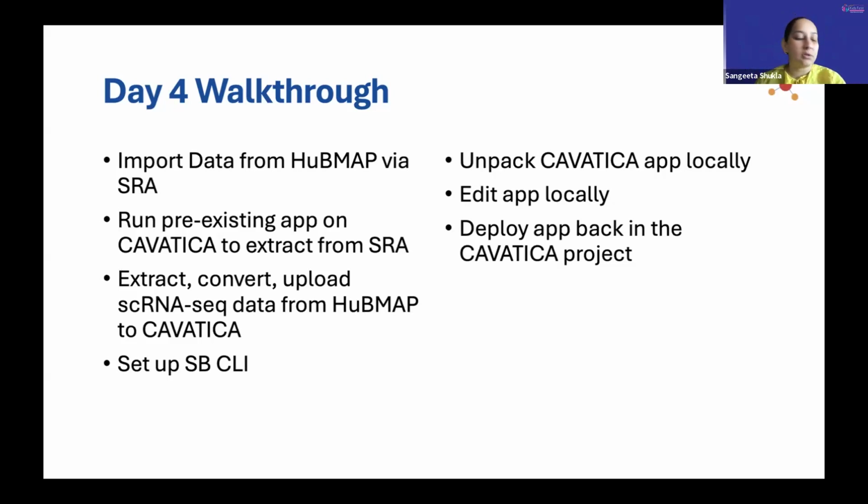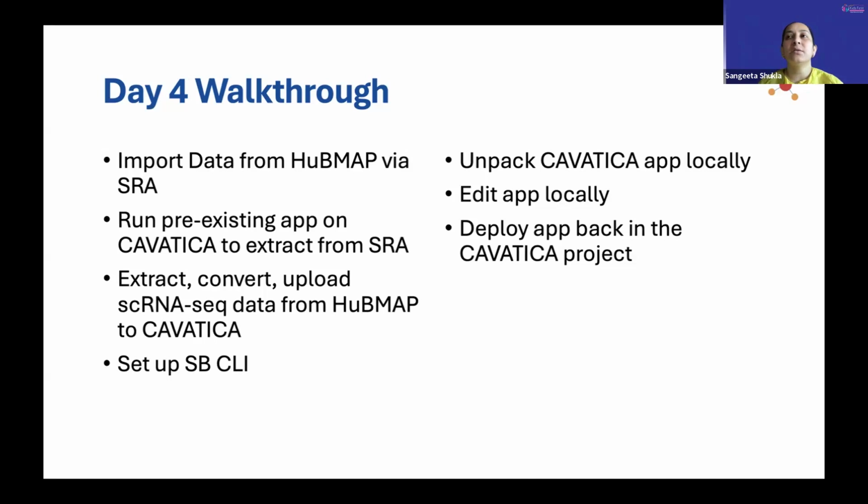We also captured some of the single-cell RNA-seq data from HuBMAP. We downloaded the H5AD file, which is a data object of the AnnData Python package. We used R to convert the H5AD format to an RDS format, which could be attached to an existing app on Kavatica. We tried to run that app.